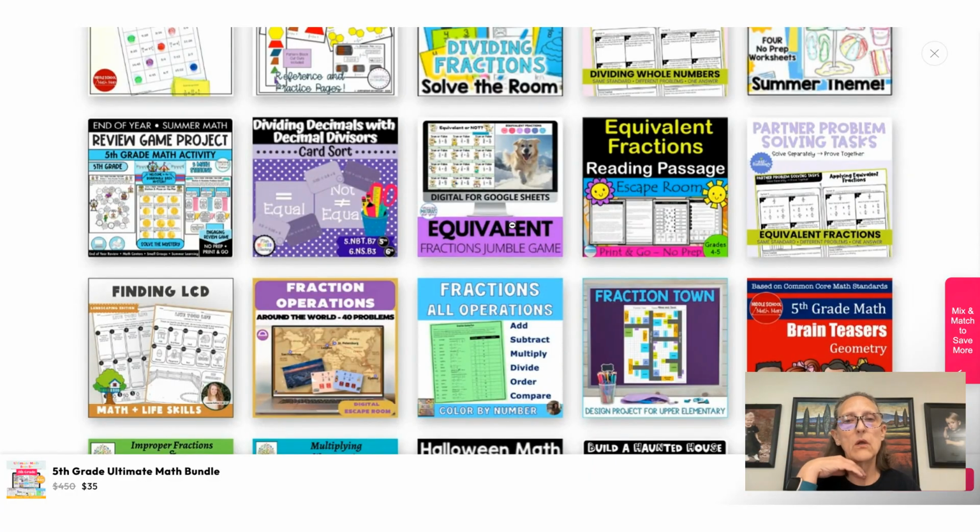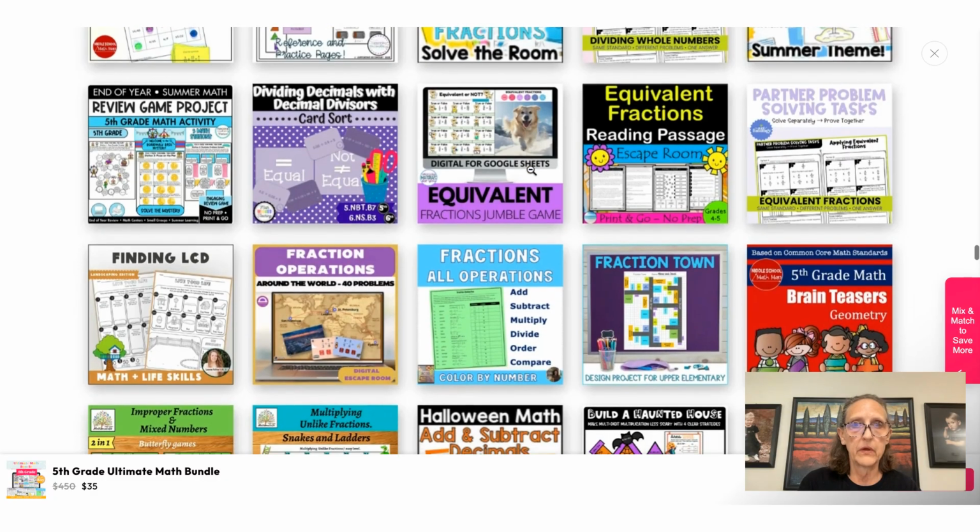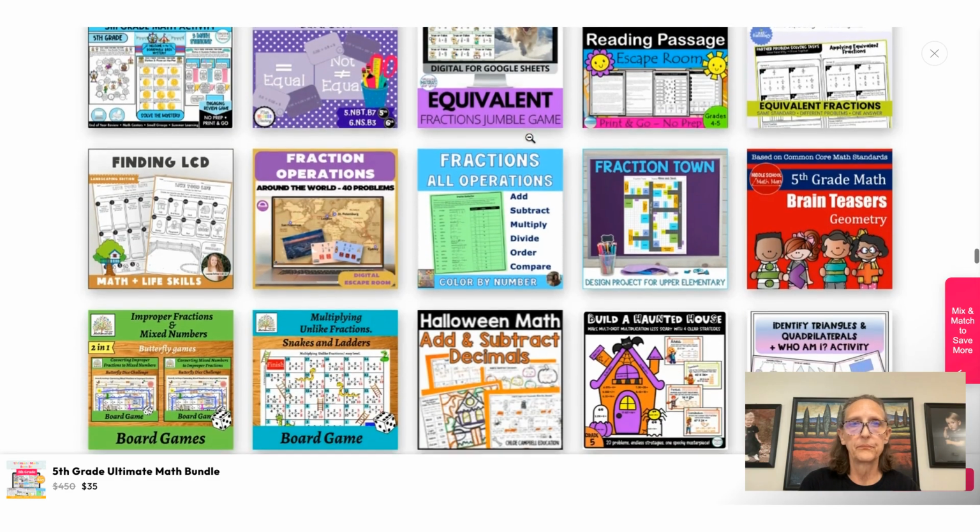Oh, here we go. Equivalent fractions. So are these equivalent or not? And it's a picture jumble. So this cute dog starts out all jumbled up, and then it scrambles in many, many different ways until the dog is revealed. So it's self-correcting. If they get questions wrong, the dog is still going to be scrambled. So they need to get all the answers right for the dog to look like that.